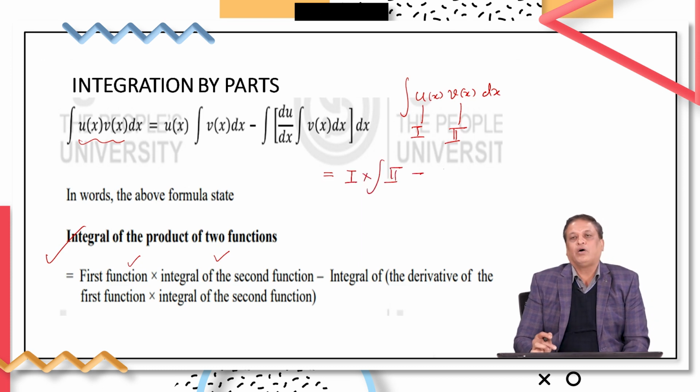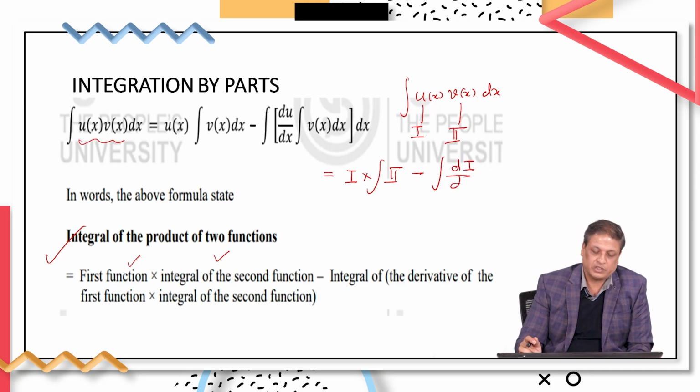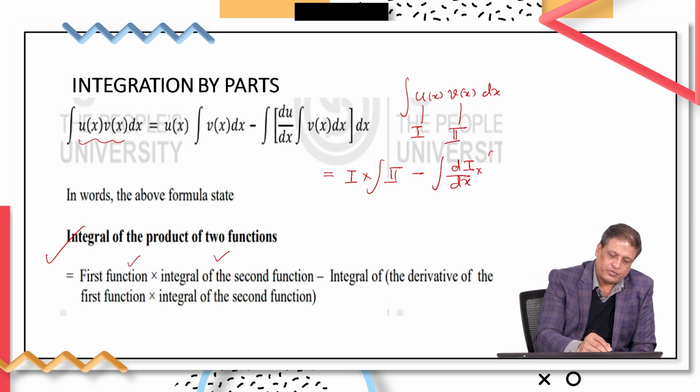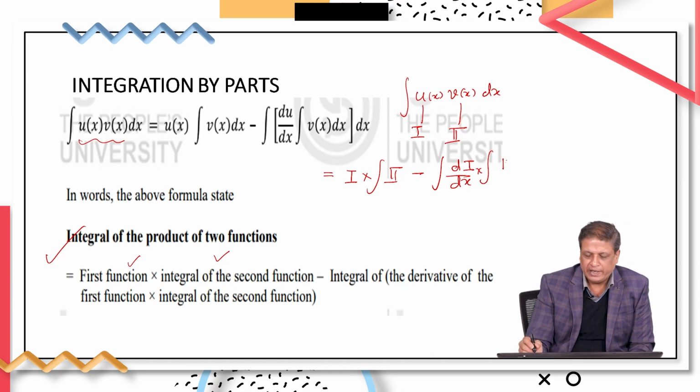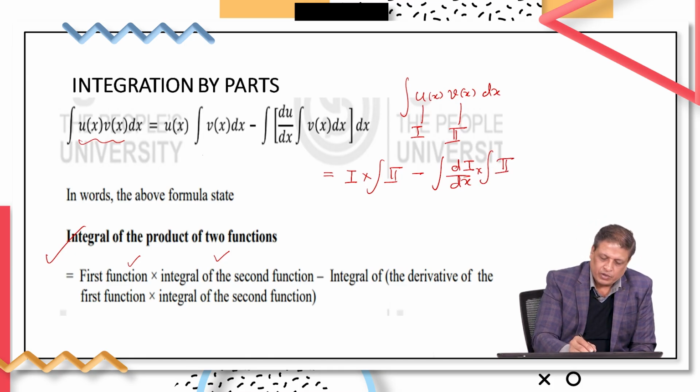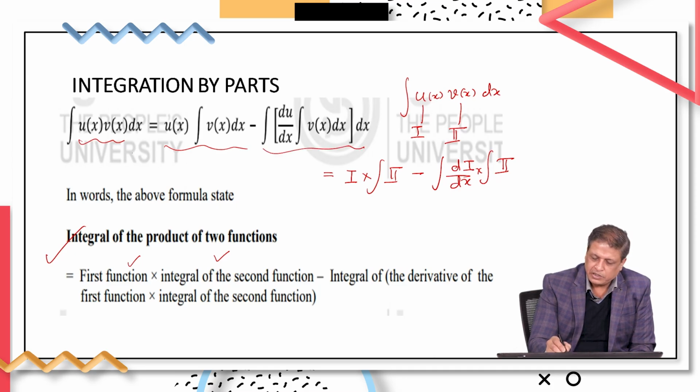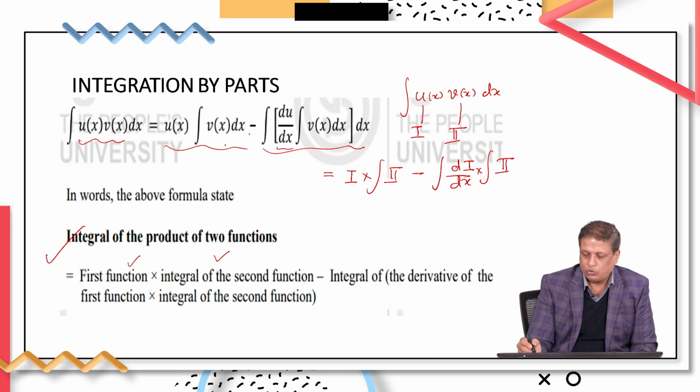But how to choose which function can be first and which function can be second? In that case, we are supposed to follow the rule which is ILATE. I means inverse, L means logarithm, A means algebraic, T means trigonometric, and E means exponent. So, using this terminology, we can follow the rule ILATE.